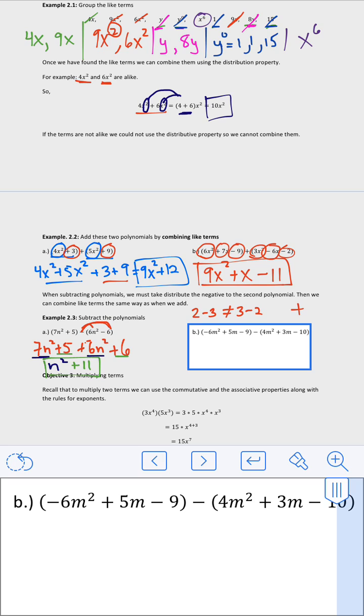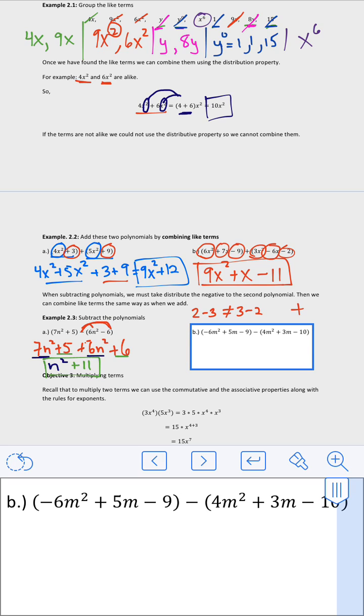Okay, so I hope you had some time to try it out yourself. If you didn't, pause the video, please make sure you do so. First, I'm going to start with distributing, right? So distribute that negative into everything. Notice there are 3 terms being subtracted, so 3 terms get switched.